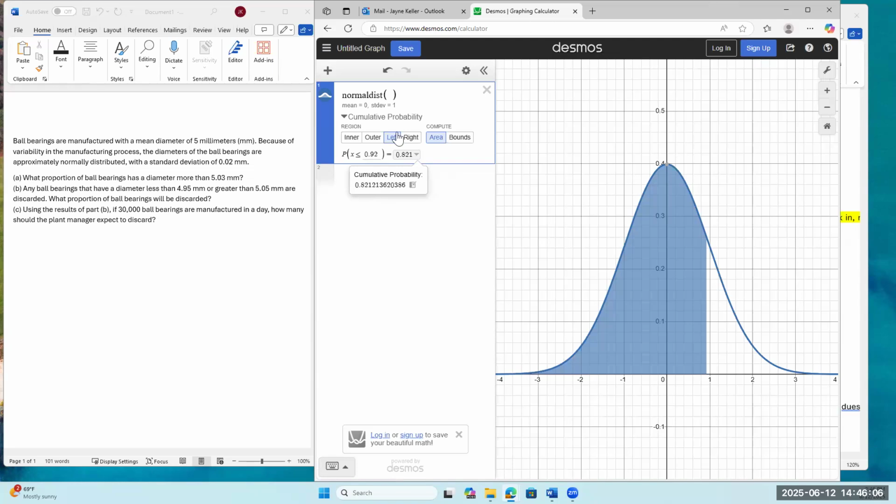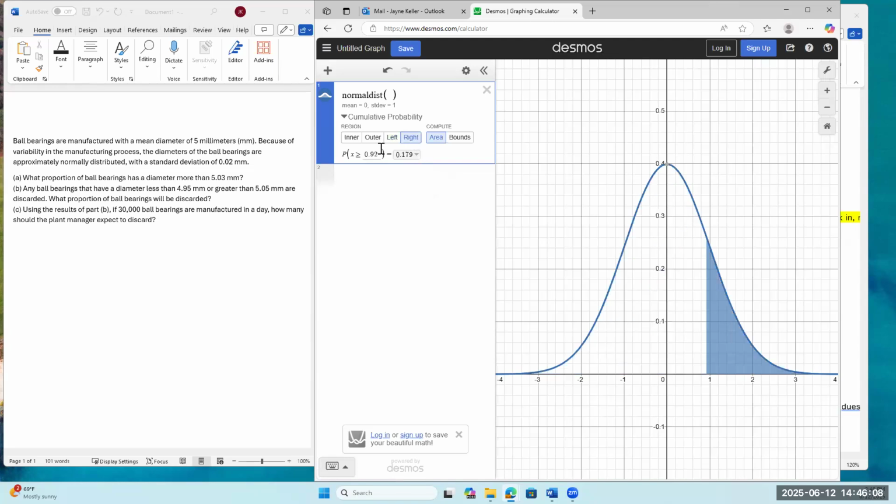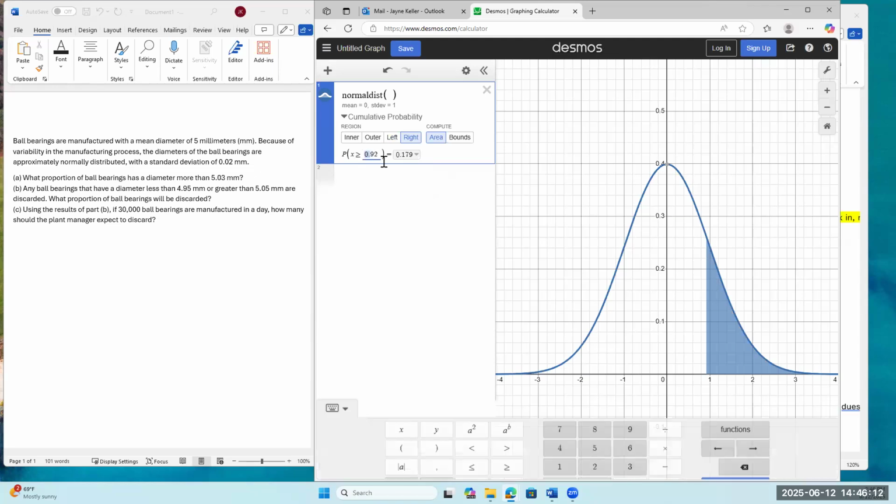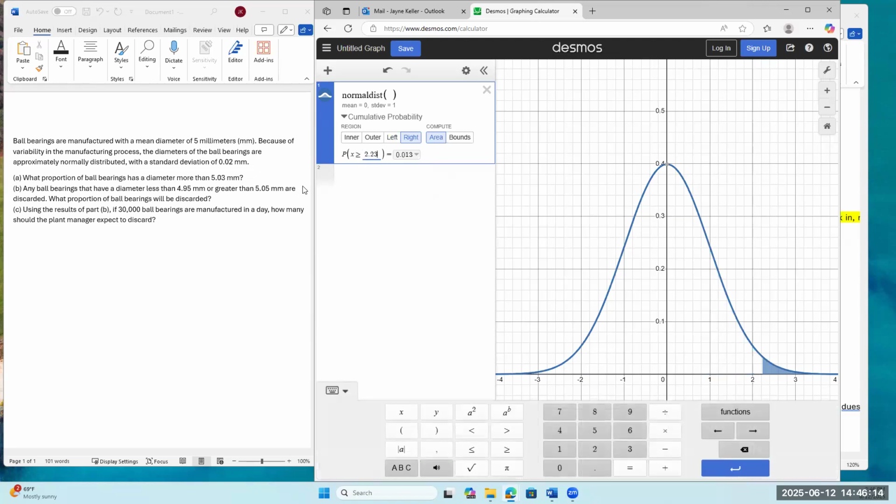To do an area to the right, I'm just going to click on right. And I might want the area to the right of 2.23. So here's that area. Again, not very much. I would expect a pretty small number, 0.013.